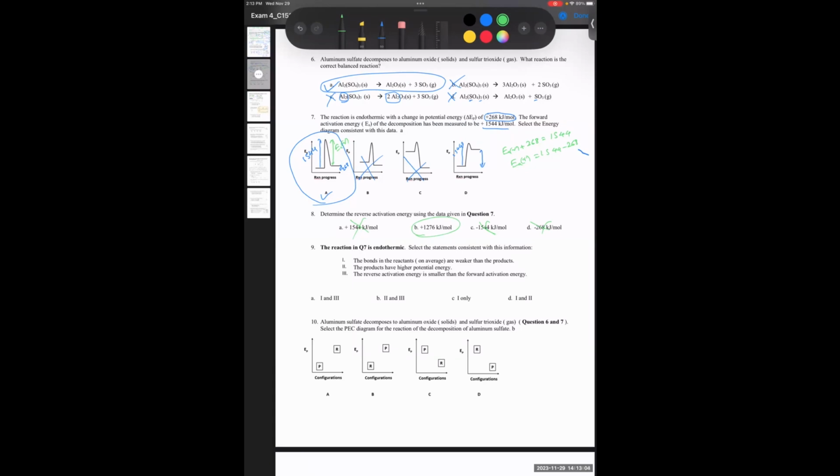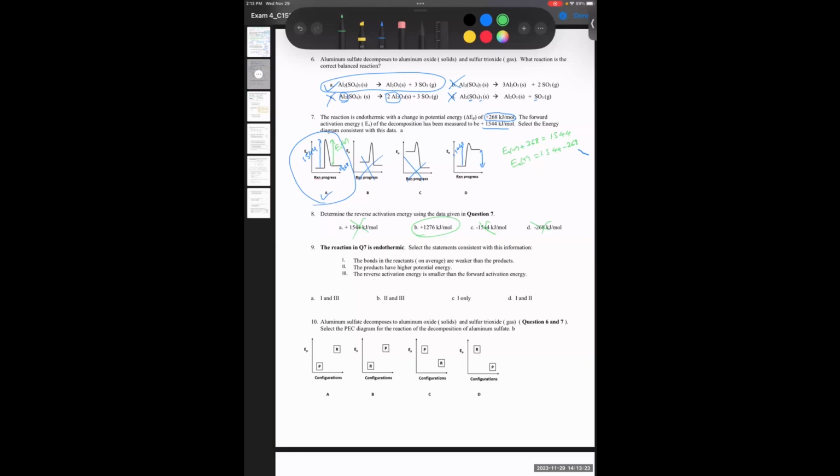Question 9, the reaction in question 7. Oh, it's endothermic, obviously. Select the statements consistent with this information. The bonds in the reactants are weaker than the products.